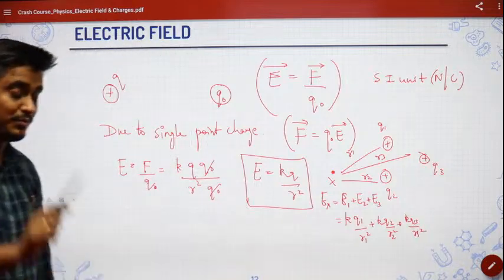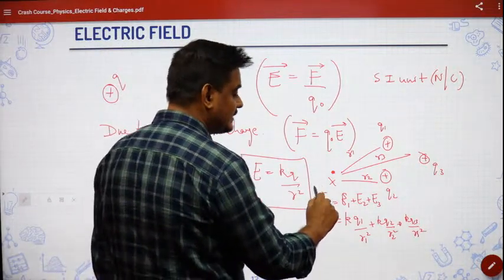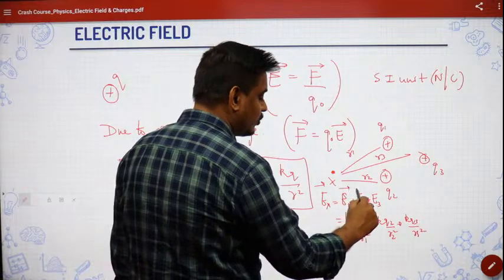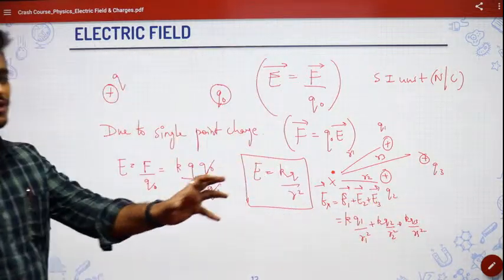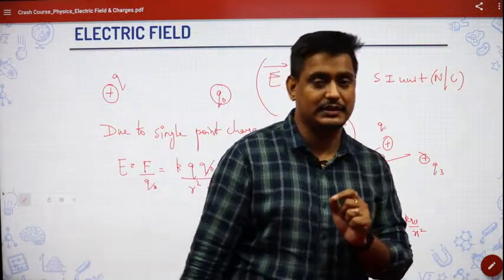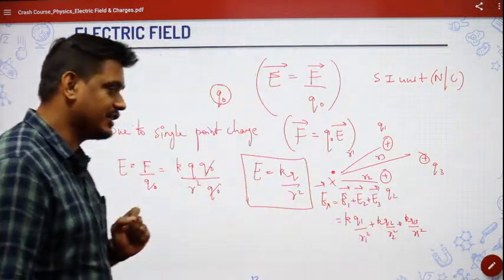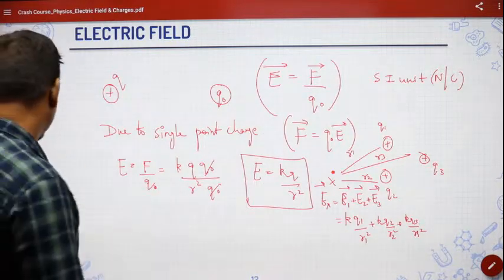But please pay attention, electric field is a vector quantity. So never forget that you will not do the algebraic addition of all these things. You will do the vector addition of all these things. Now, if you ask me what I mean by this vector addition, I'll tell you.